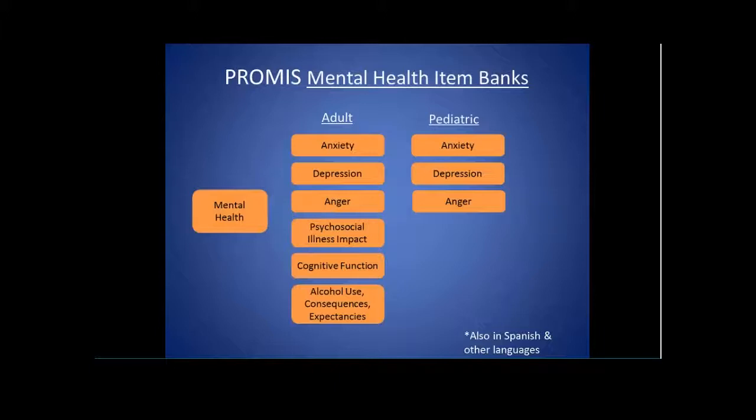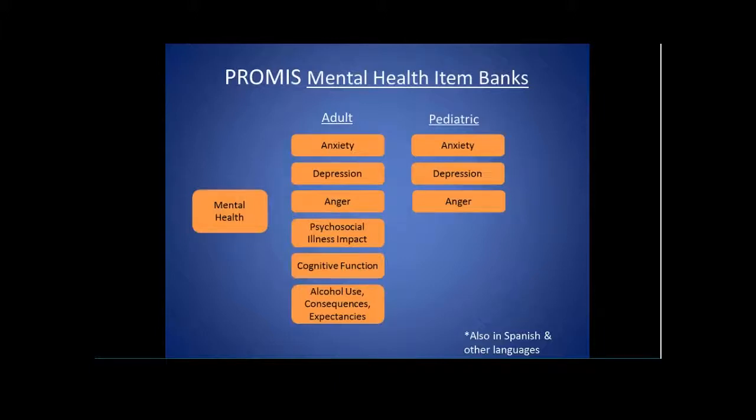PROMIS mental health measures, again, are available for adults and kids. The most widely used of these are the anxiety and depression banks, and there are other banks as well, including anger, psychosocial illness impact, and this is really getting at the impact of an illness on one's well-being, so both positive and negative. So questions about finding meaning and purpose in life, or changing relationships with others because of the experience of having an illness.